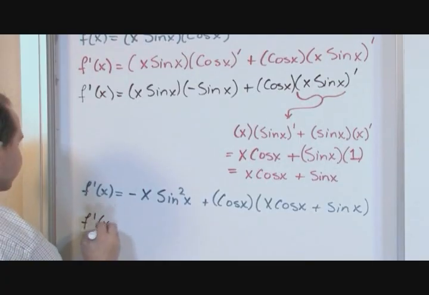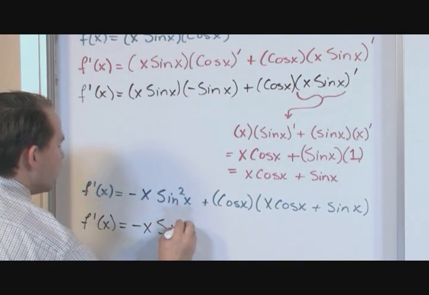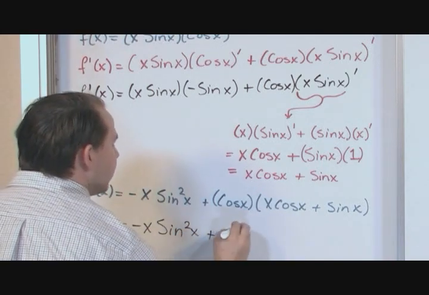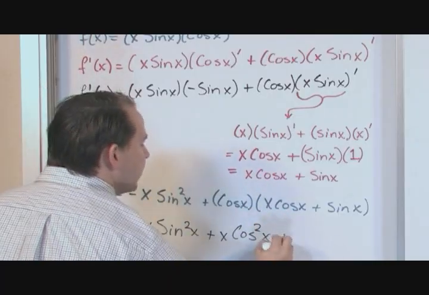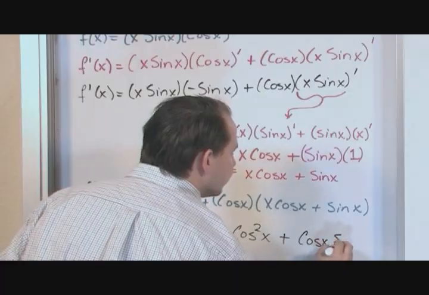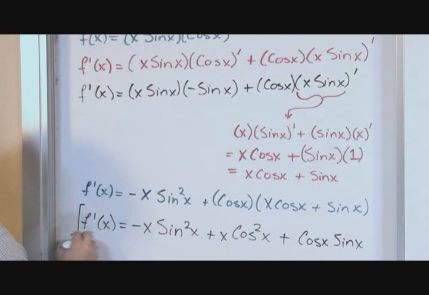And so the only thing really left to do is rewrite these terms. F prime of x is equal to negative x times the sine squared of x plus x times the cosine squared of x, because cosine times cosine, plus cosine times sine. Let's just make sure it's correct. So we have negative x times sine squared of x, plus x times cosine squared of x, plus cosine x times sine x, and that is the full answer.